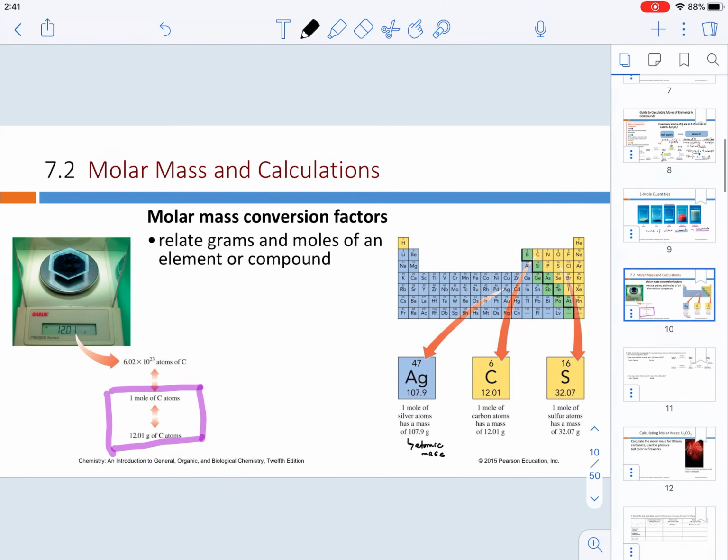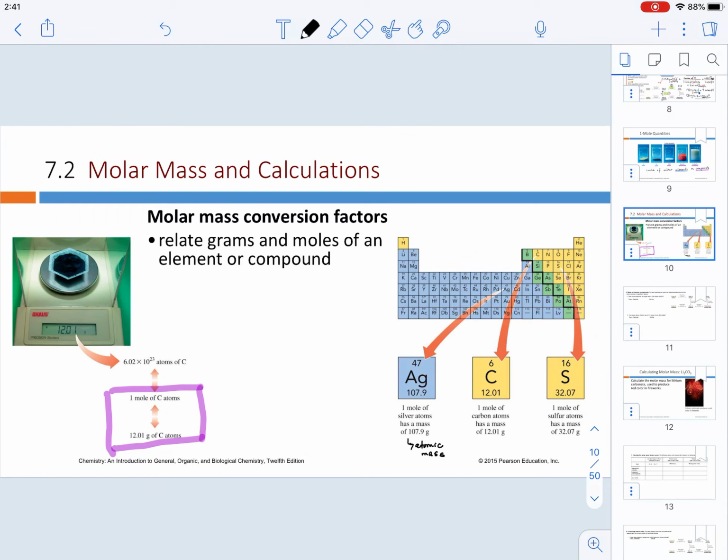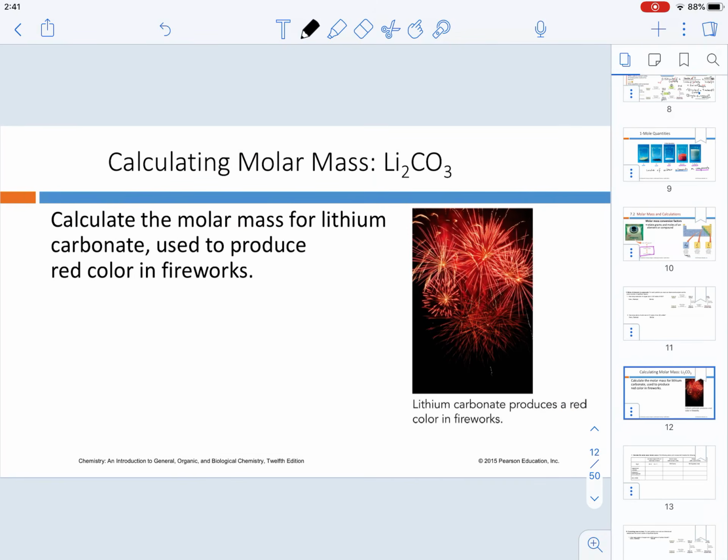You may ask yourself, why do we need that? Well, that specifically has to do with the calculation of molar mass. When it comes to the calculation of molar mass, all we have to do in order to accomplish this is look at the chemical formula that we have. As you can see here, we have to calculate the molar mass for lithium carbonate. So lithium carbonate is going to be Li2CO3.